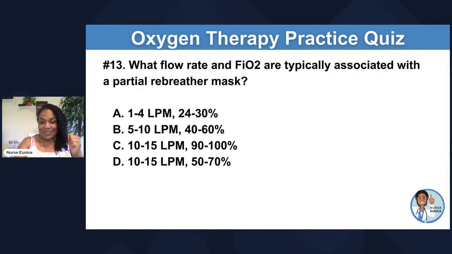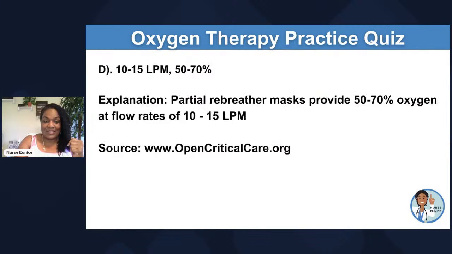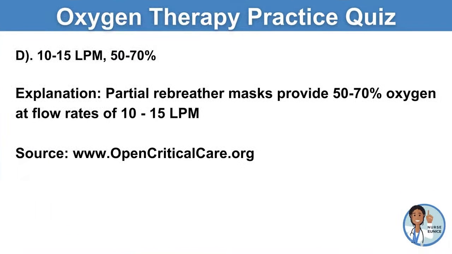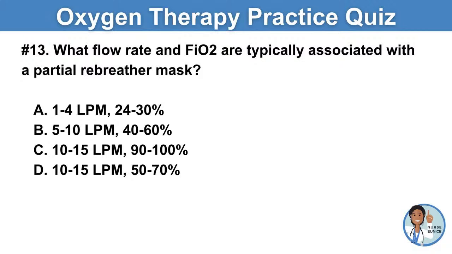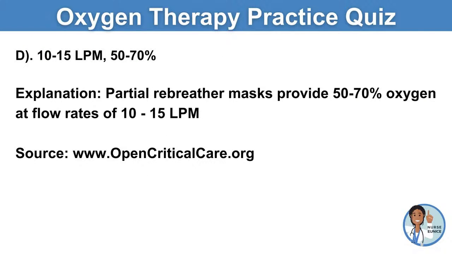For this one, everybody, I see C's, I see D's. I tricked you. For this one, it is D. So let's go back. It is 10 to 15 liters per minute, but it does not deliver up to 100% oxygen. That would be the non-rebreather. So it would be D: 50 to 70% FiO2 at 10 to 15 liters per minute. And if anyone says Nurse Eunice doesn't know what she's talking about, go to opencriticalcare.org, a source that I trust, and this is directly from their website, okay?